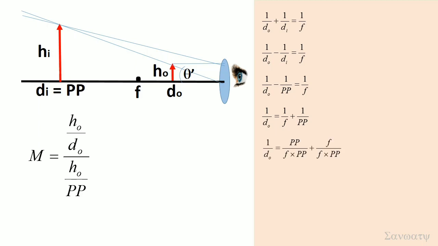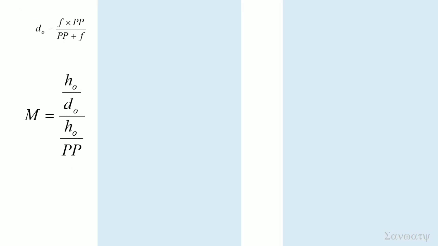Then we are going to get do by first making all terms on the right side have the same denominator. So we have 1 over do equals pp over f times pp plus f over f times pp. Then we can write it as 1 over do equals pp plus f over f times pp. And at the end, we have do equal to f times pp over pp plus f. This value will be put back into the magnification equation.